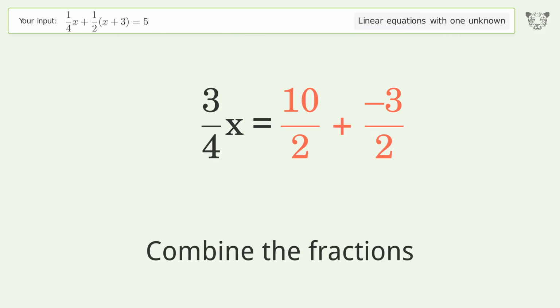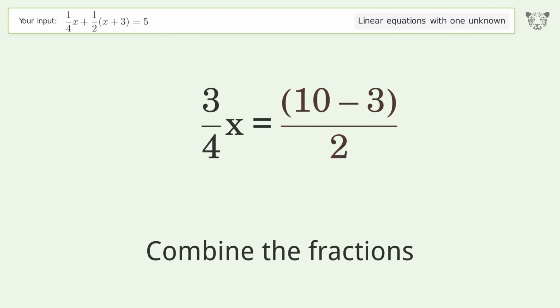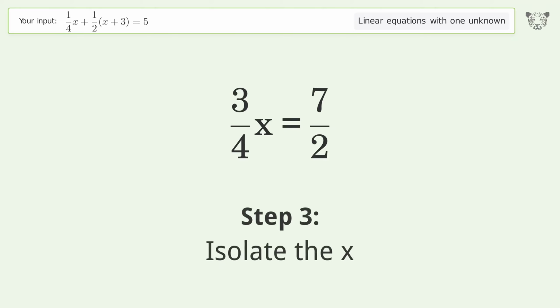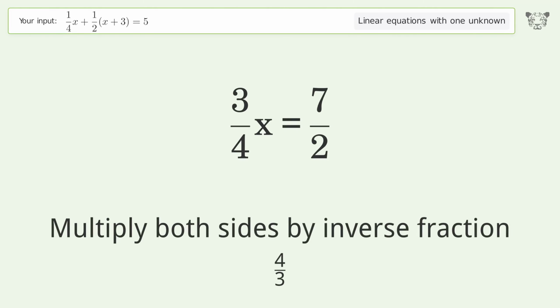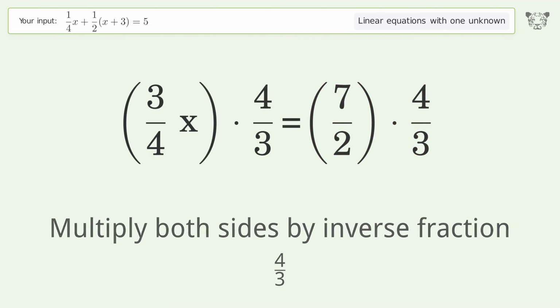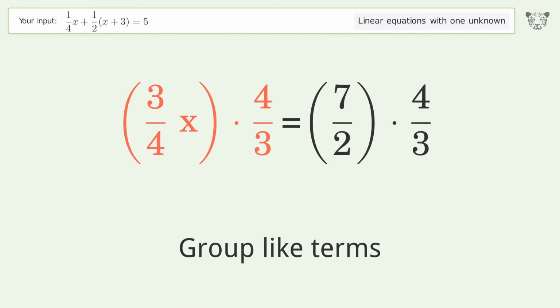Combine the fractions. Combine the numerators. Isolate the x. Multiply both sides by inverse fraction 4/3. Group like terms.